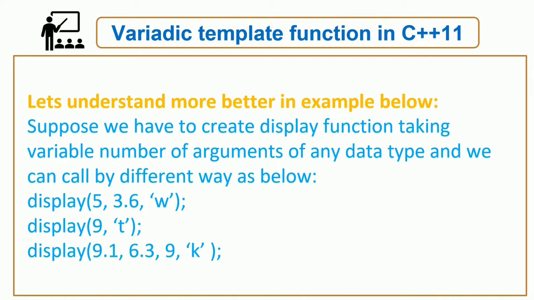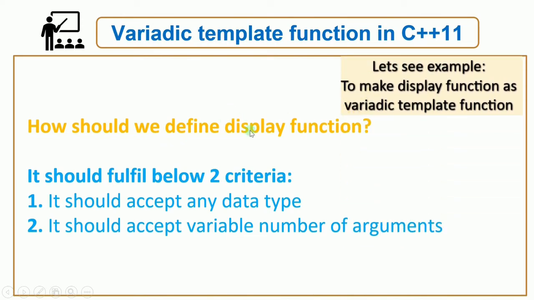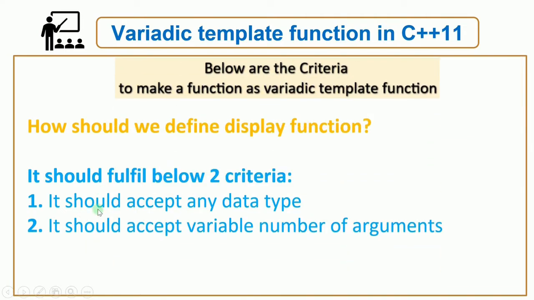Now let's see further to understand better. So how should we define the display function? You got to know that this display function will be defined in such a way that it will become a Variadic template function. Now for that, what criteria should it fulfill for a function to become a Variadic template function? In that case, it should satisfy these two criteria. The first criterion is that it should accept any data type.